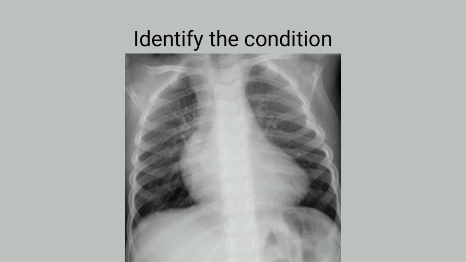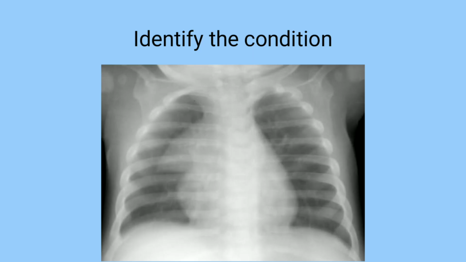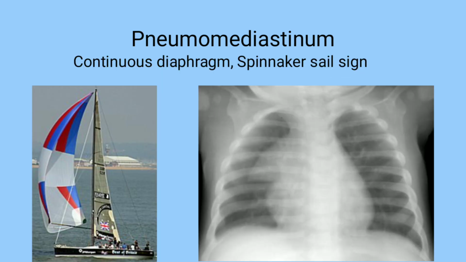Identify the condition. Lift up of the apex of heart is seen in right ventricular hypertrophy. Identify the condition. This is continuous diaphragm or spinnaker sail sign seen in pneumomediastinum.